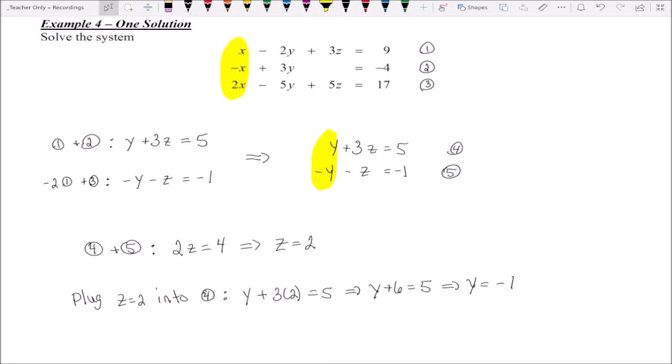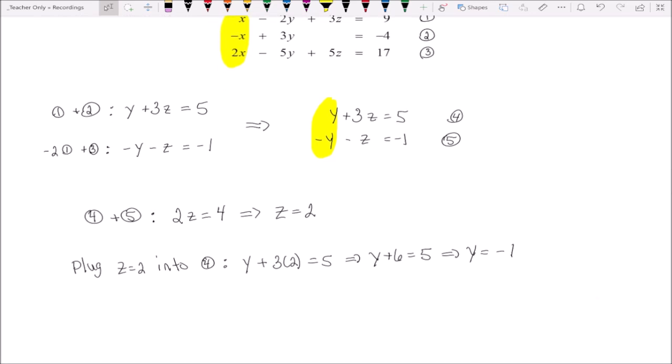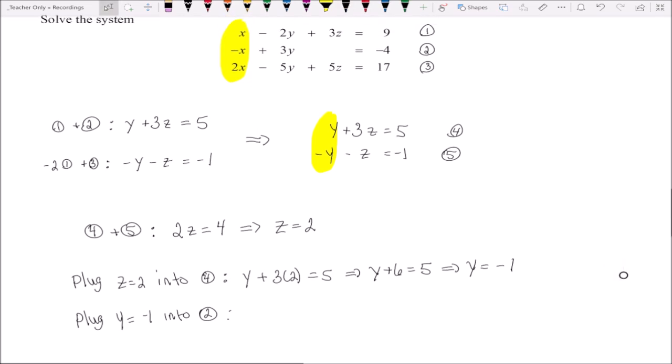Now we look at the original equations 1, 2, and 3. Equation 2 only has x and y in it, so that'd be the easiest one to substitute back into. Let's take y equals negative 1 and plug that into equation 2. Again, you can use 1 and 3, but you'd also have to plug in z equals 2.